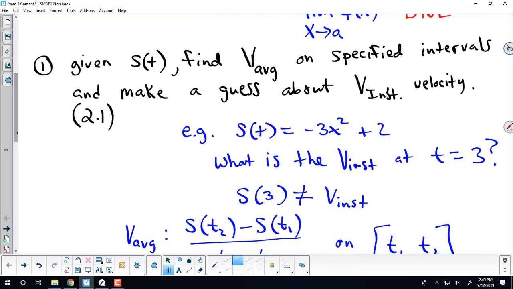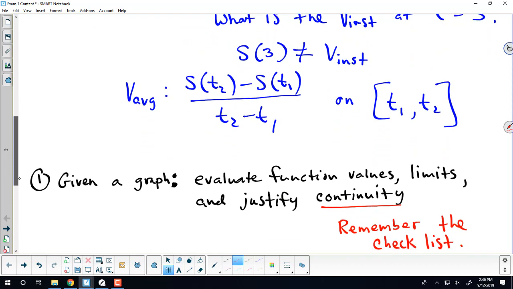There'll be one question dealing with the average rate of change and the instantaneous rate of change. That came from 2.1, where we were given a position function, and it said, compute the average velocity on this time interval, on this time interval, and on this time interval, and then use that data to determine or guess what the instantaneous velocity would be. So that's what we did in 2.1.